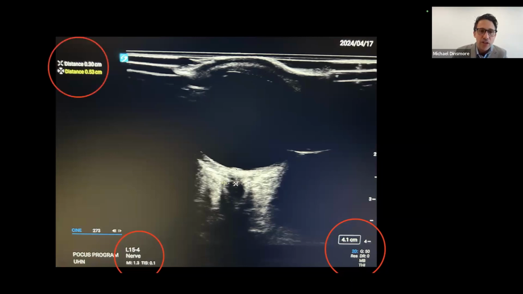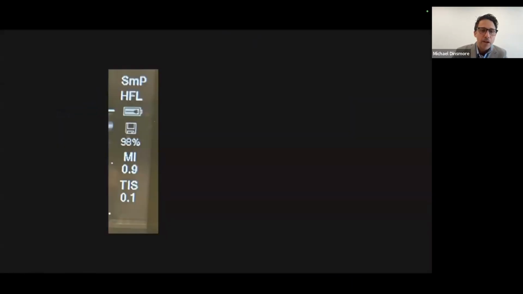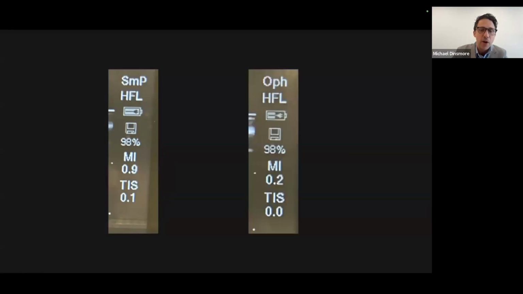But on the newer machines here, you'll actually see small body parts with an MI of 0.9 and a TIS of 0.1. And even better now, we have this ophthalmic setting that shows an MI of 0.2 and a TIS of 0. Okay, so this is the safest. If you have this option, use it.